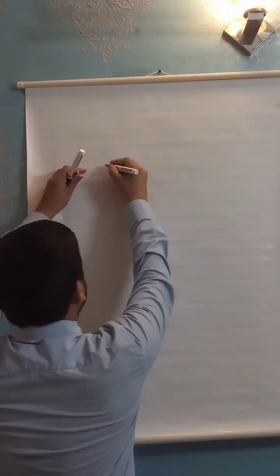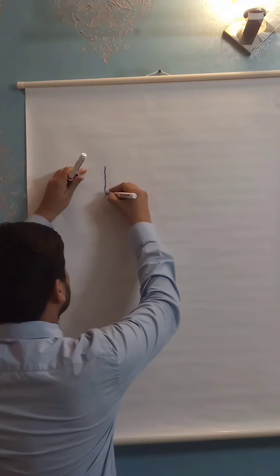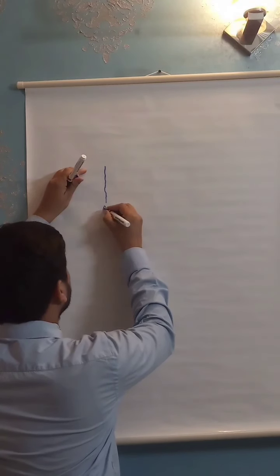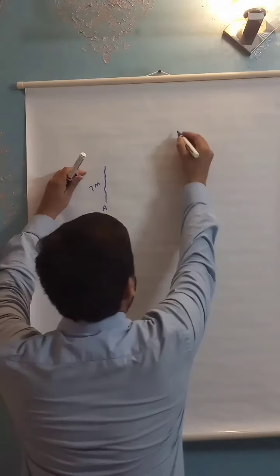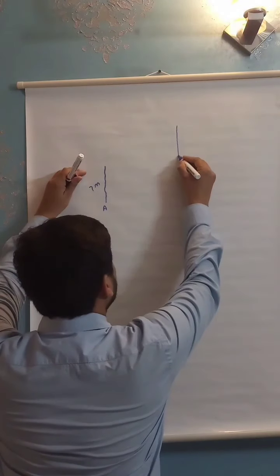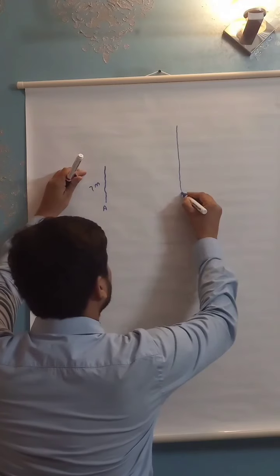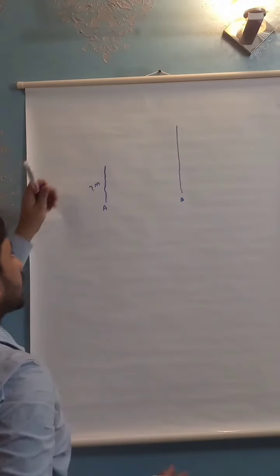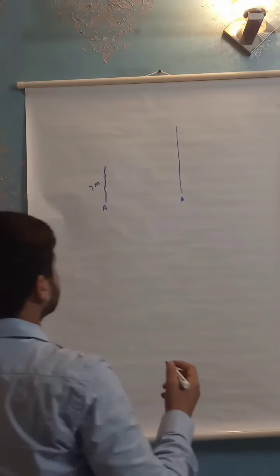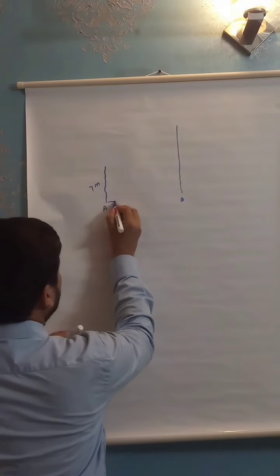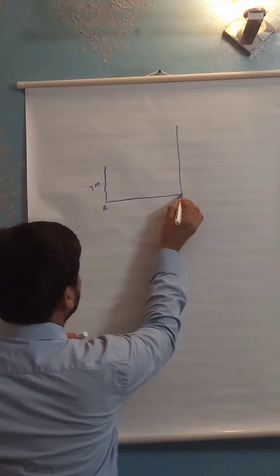To solve this question, let us draw the figure of this question. Let us assume this is our A. A is our building which is 7 meter high and B is the tower of which we have to calculate the height. Let the distance between A and B be x.